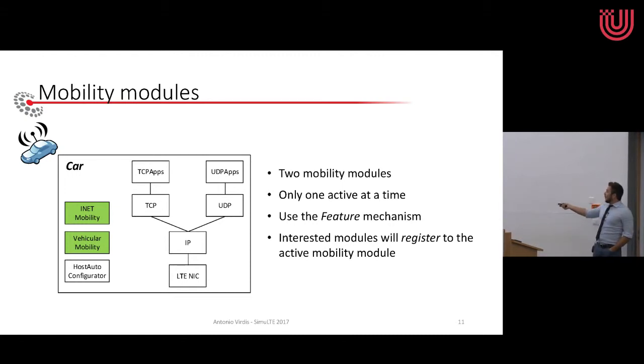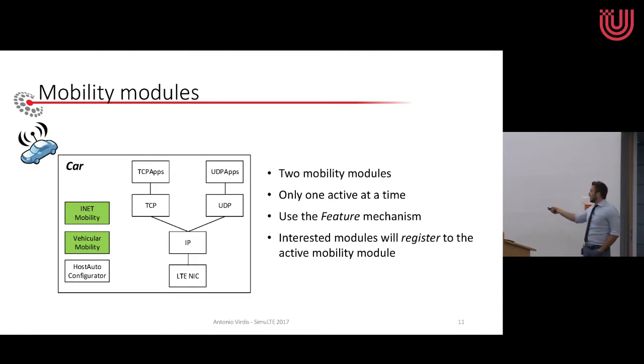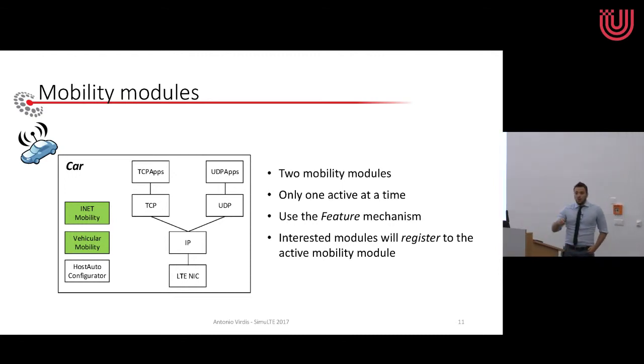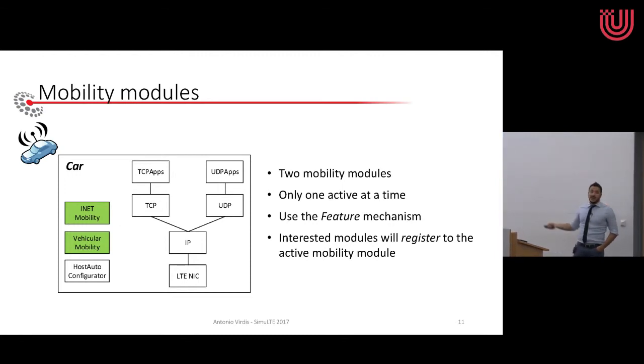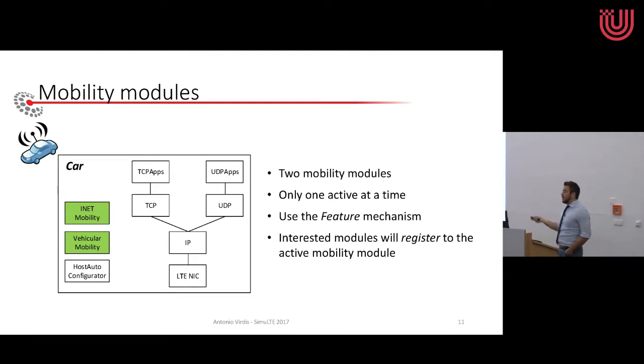And what we did is we exploited the feature mechanism. I don't know how well known that is in OMNeT, but it's a very useful mechanism which will allow you to selectively enable or disable features within OMNeT. For example, in this case we were able to provide the SimuLTE framework without the need to include the Veins framework as well, by just disabling the features from OMNeT dynamically.